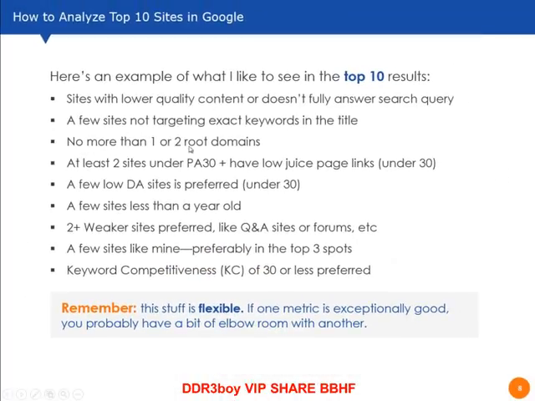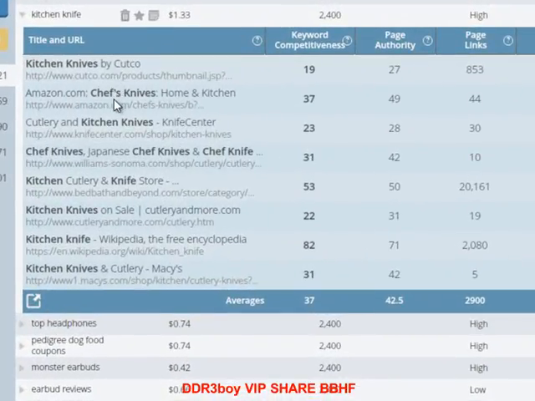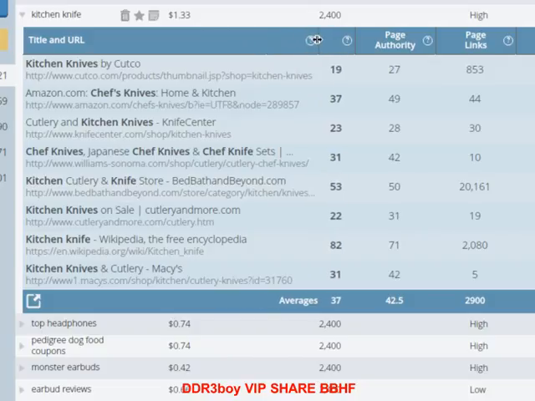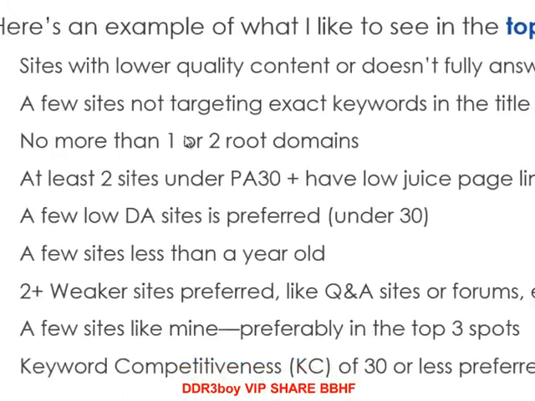Next, no more than one or two root domains. Are any of these root domains? As I look at these, I do not see any root domains, which is a good sign. These are all sub pages, as you can see, cutco/products/ thumbnail, and then a little bit more, kitchen knives. All of these are sub pages.